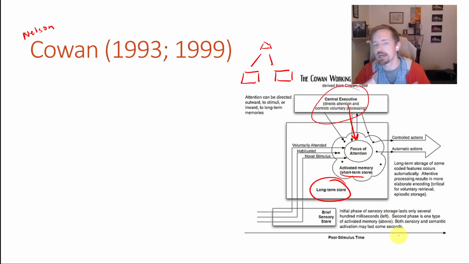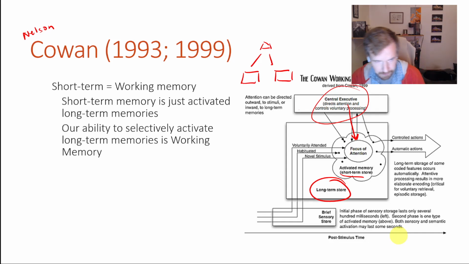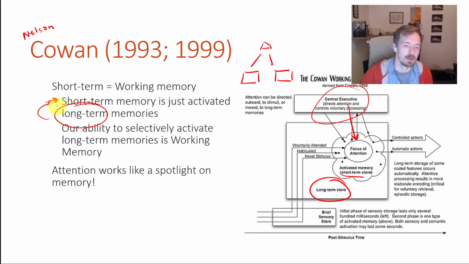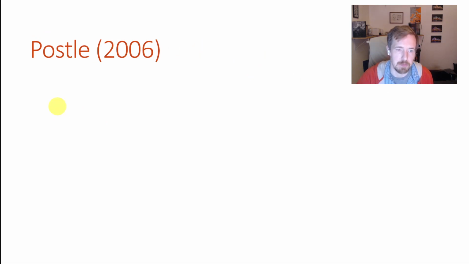So here he's trying to make this into a more broad, neuro-based kind of model by trying to incorporate long-term memory, short-term memory, and attention into one coherent construct. So according to him, short-term memory and working memory, same thing, are just activated long-term memories. So if I ask you, what'd you have for breakfast, and you're imagining what you had for breakfast, that is because your long-term memory was activated and it is now in your short-term memory. And in that way, attention works like a spotlight.